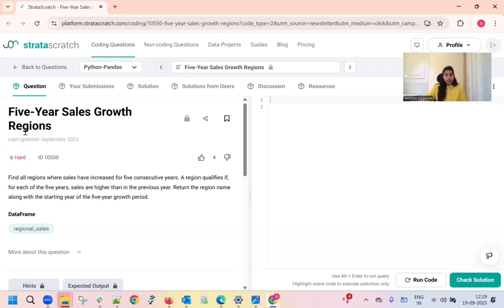The question is, find all the regions where sales have increased for 5 consecutive years. A region qualifies if for each of the 5 years, sales are higher than in the previous year. Return the region name along with the starting year of the 5-year growth period. Okay, it means we need to find out those regions where the sales have increased for 5 consecutive years.